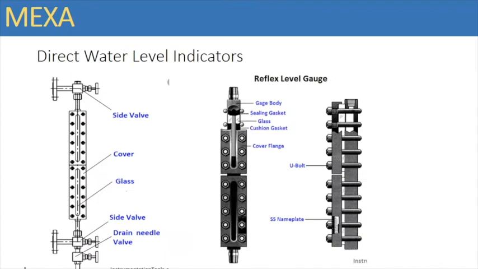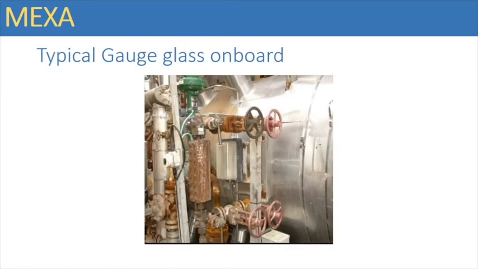Gauge glass is an important mounting on the boiler. It is the direct visual indication of the boiler water level. Conventional water level gauges consist of the gauge body with isolation cocks or valves towards the steam end and the water end of the flanges, and a drain cock at the bottom.